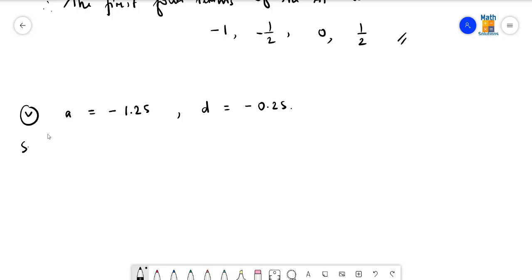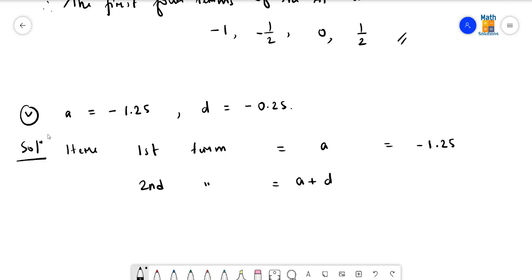So in the solution part we can write here: first term A is equal to minus 1.25. So the second term will be equal to A plus D, and what do I get? Minus 1.25 plus minus 0.25. Ultimately both are negative, so the operation will be addition, but the sign will remain always negative. So it is minus 1.50.